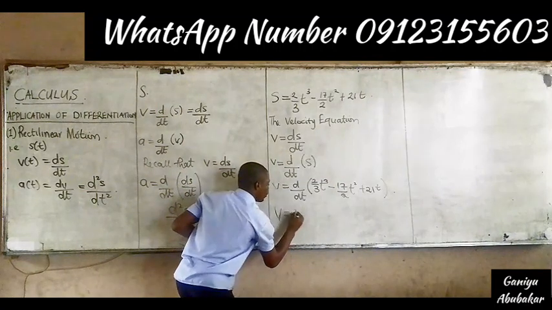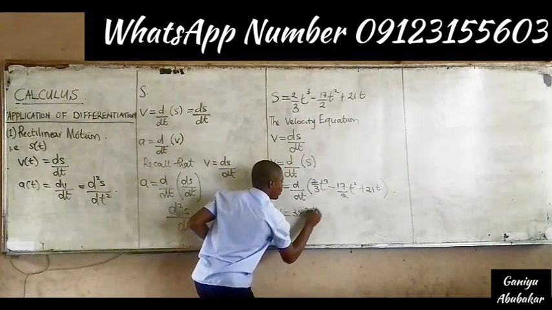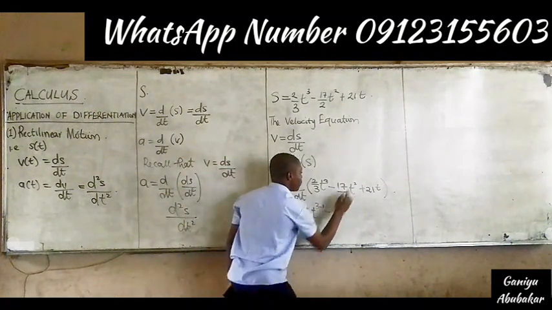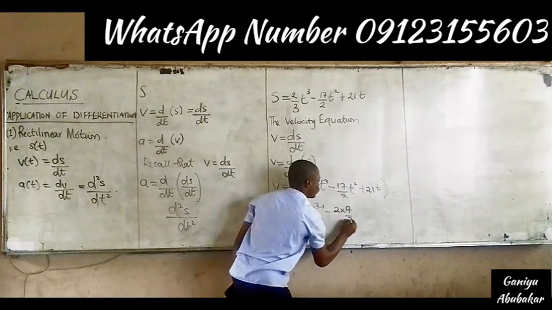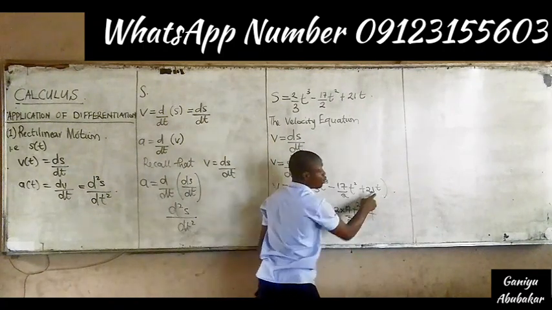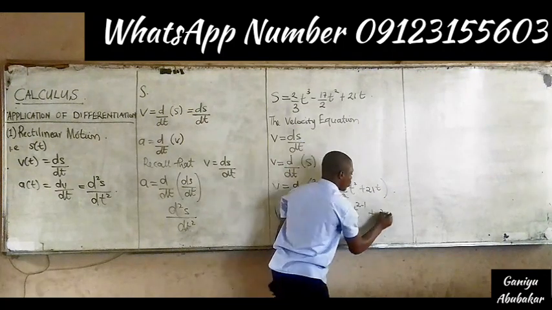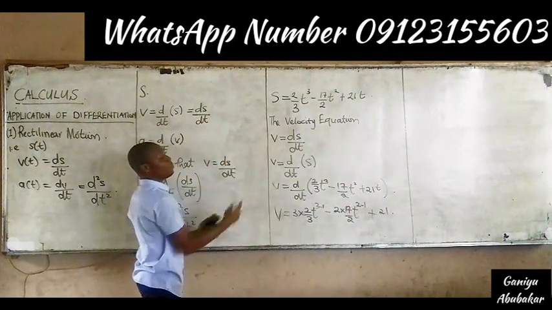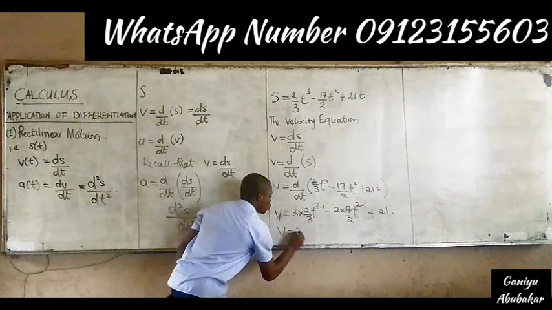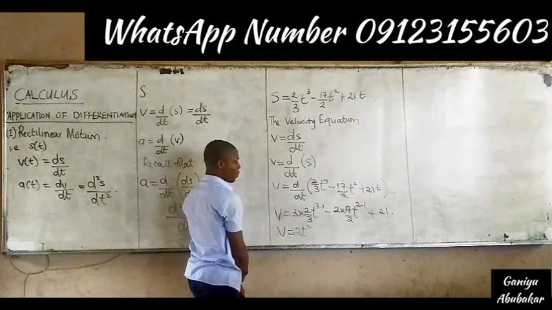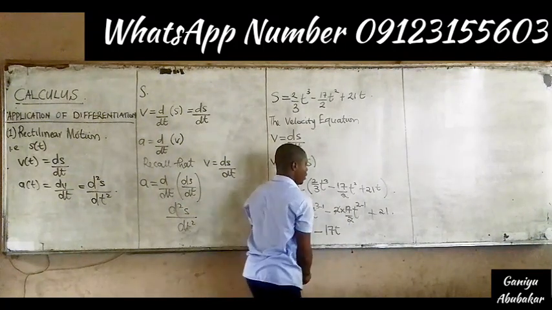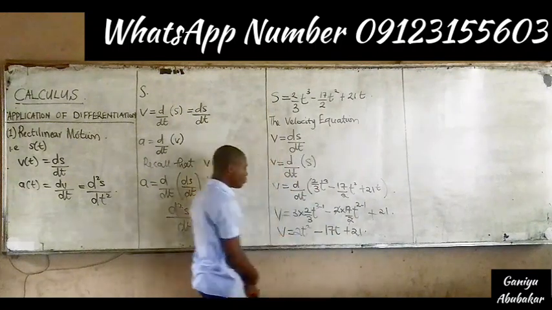So we'll have 3 times 2 over 3, 6 over 3, t to the power 3 minus 1. I'm done with this. Next, minus 2 times 17 over 2, t to the power 2 minus 1. I'm done here. Finally, for 21t, what's my answer? 21. That's all. Let me simplify this better. v is equal to, cancel the 3 here, 2t to the power 2, next minus 17t, finally plus 21.